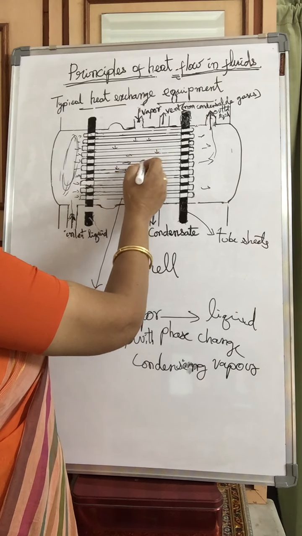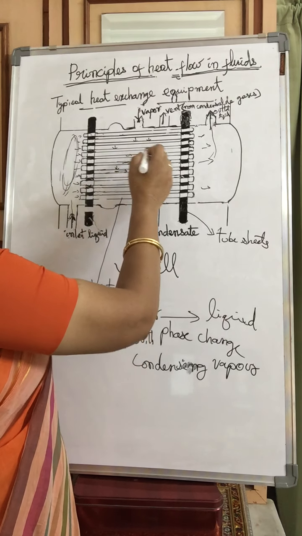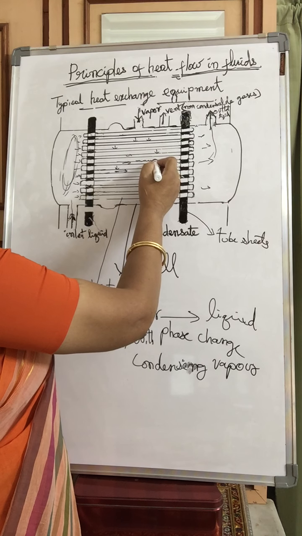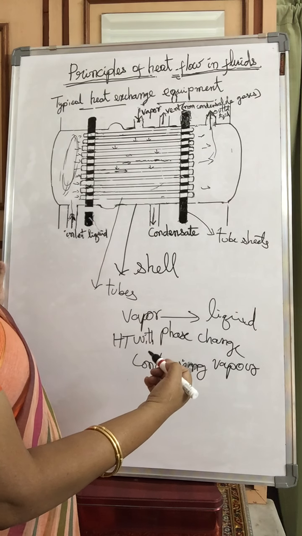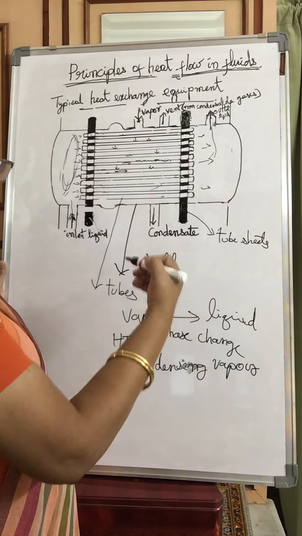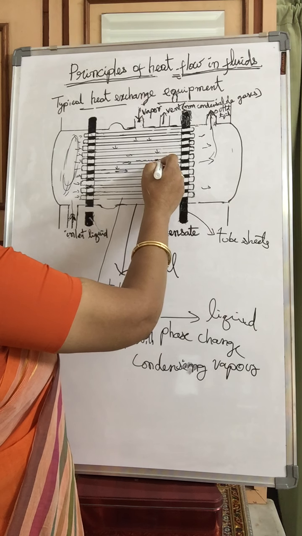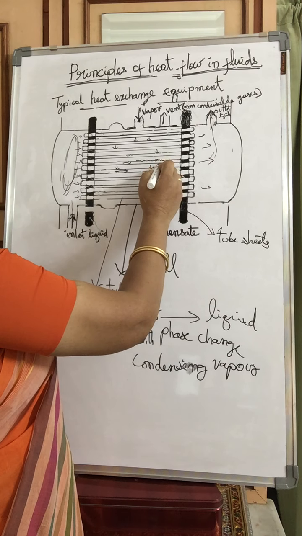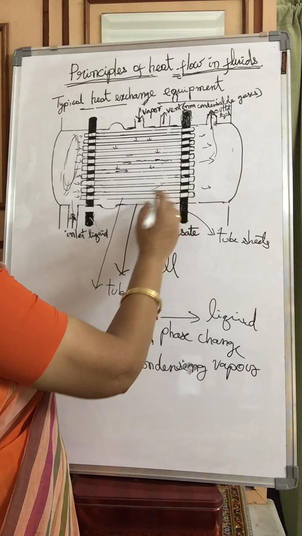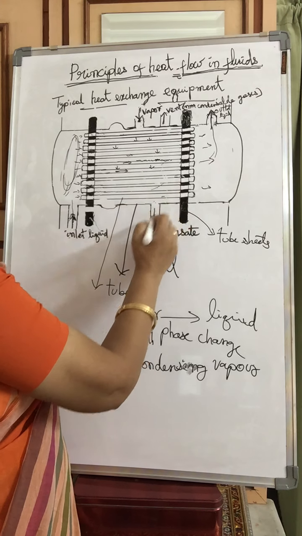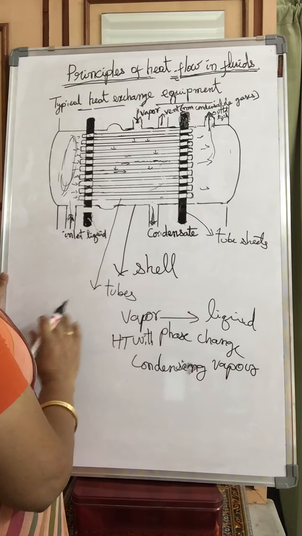So when this surface is maintained at lower temperature, when the vapor comes into contact with this cold surface, it loses its latent heat. Vapor loses its latent heat. After losing latent heat, it will condense. So that condensate, that is in the liquid form, now falls down here. This is being removed. Okay, this is the concept here.